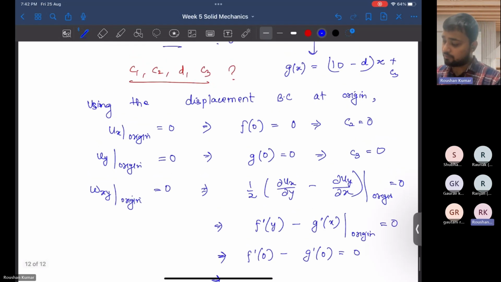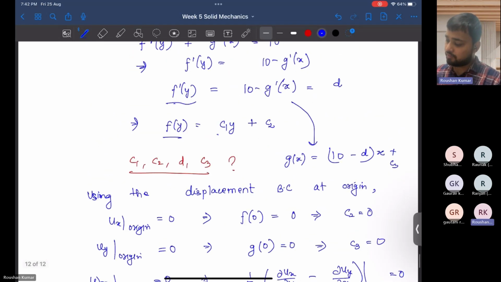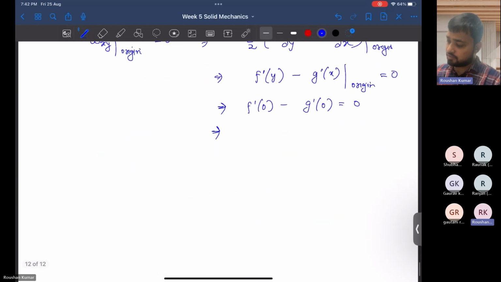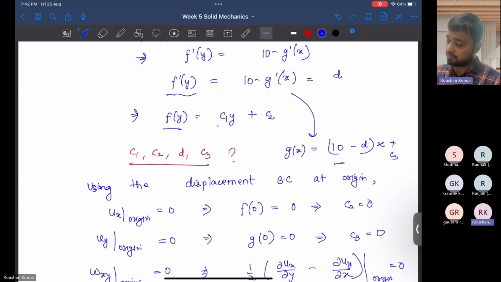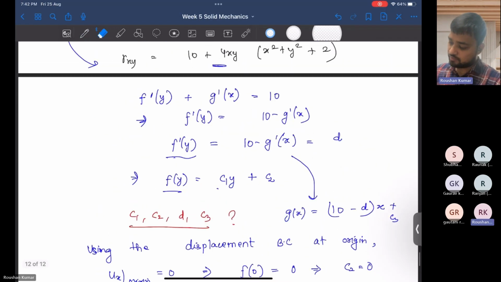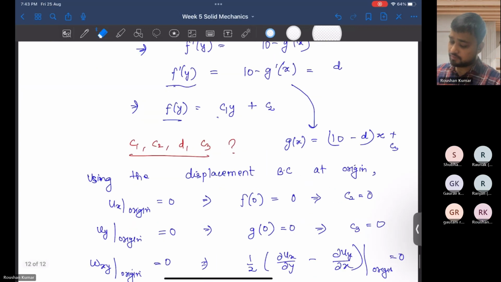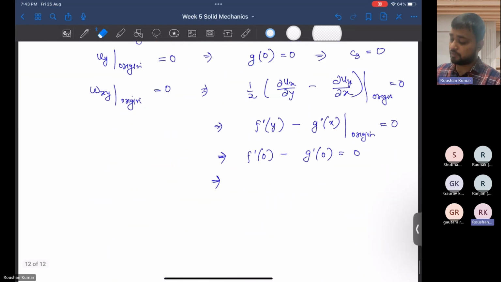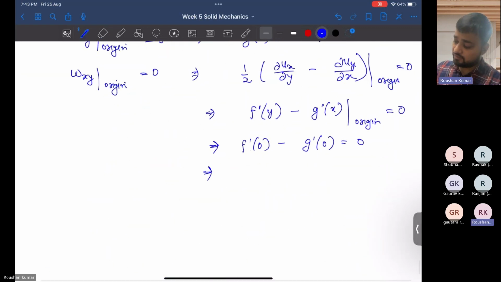And what is f prime(0) minus g prime(0)? If we see from here, g prime(x) gives us 10 minus d. And what is f prime(0)? Sorry, it's d. Yes, f prime(y) is d. So it gives us d and it gives us 10 minus d. So from here d equal to 5.